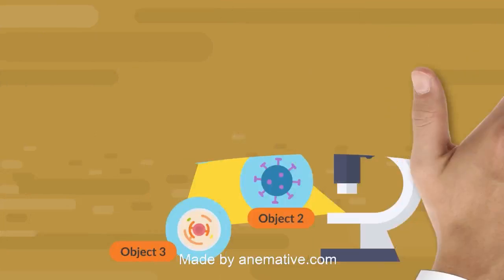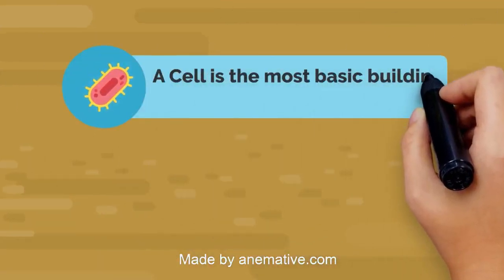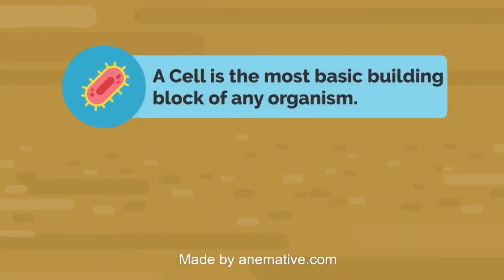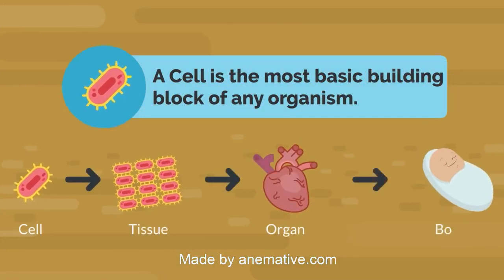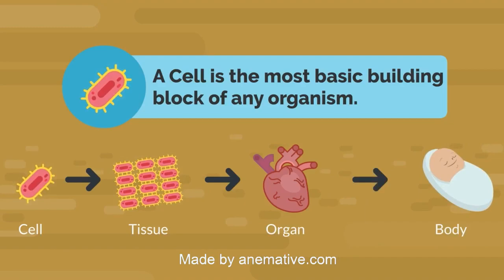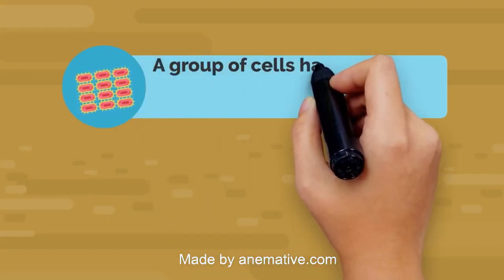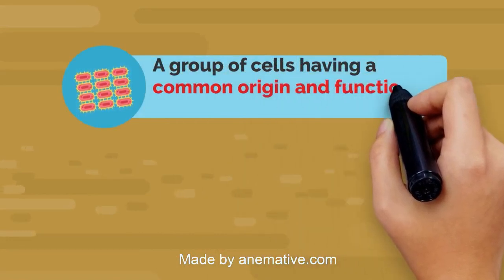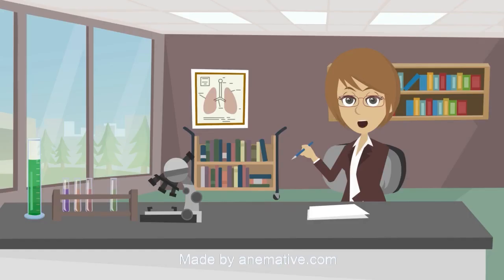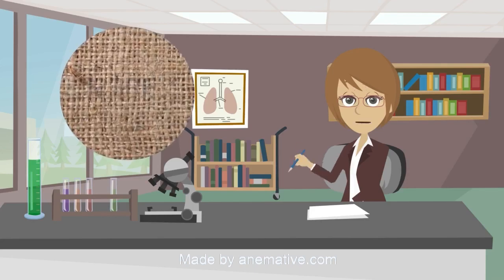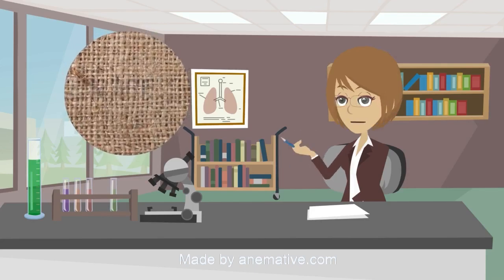A cell is the most basic building block of any organism. They are the fundamental element of increasingly complex hierarchical structures that make you what you are. A group of cells having a common origin and performing similar function is called a tissue. They are like the fabric of your body. In fact, the literal meaning of tissue is woven.